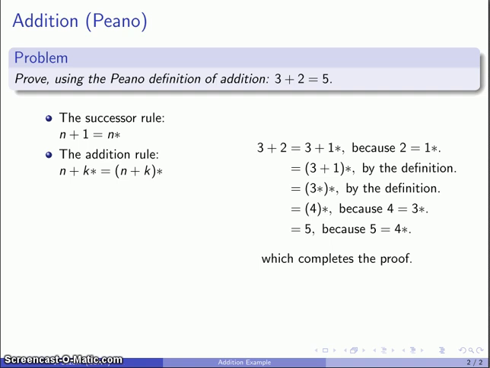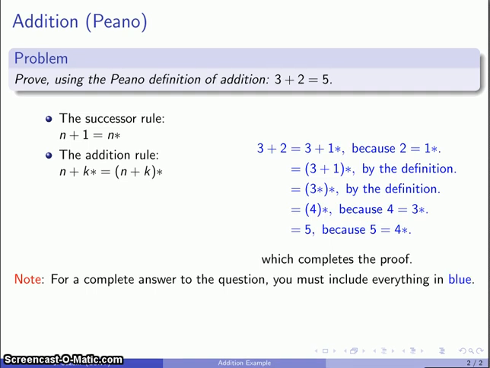So here's an important question. What do we actually need to write down to have a complete proof? Well, for a complete answer to the question, the things that you must include are those portions that are in blue, which is to say you have to include everything from your initial statement all the way down to this last line, including all of the justifications for every step that you take. Anything less than that is not a complete answer to the question: prove using the Peano definition of addition that 3 plus 2 is equal to 5.